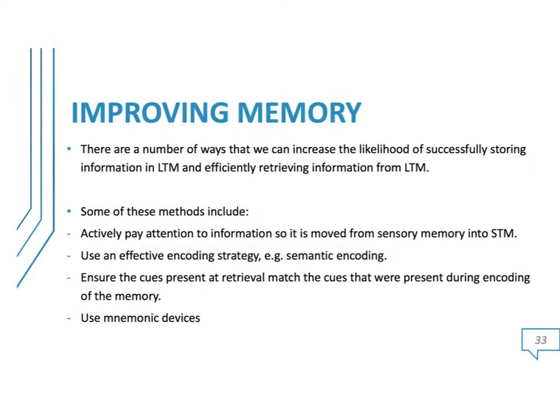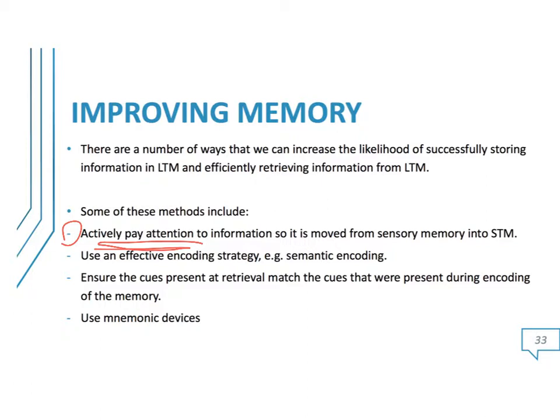So how do we improve memory? There are lots of different ways that we can increase the likelihood of successfully storing information in long-term memory. Some methods include things like actively paying attention to information so it's moved from sensory memory into short-term memory, and that's a great tip for most kids. They need to make sure they're paying attention in class so information can actually go into their short-term memory and then hopefully into their long-term memory.